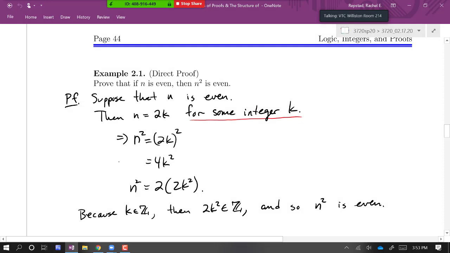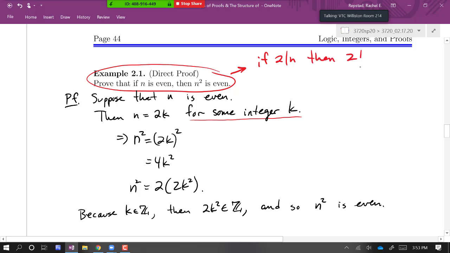Example 2.1, we said, if n is even, then n squared is even. So I'm going to rewrite this in the notation that we see on the test. This is like saying, prove that if 2 divides n, then 2 divides n squared. So we're just doing that if 3 divides n, then 3 divides n squared. You can use this example kind of as a model for how to set up that direction, right? You suppose that 3 divides n, that means n is a multiple of 3, and then you show that n squared has to be a multiple of 3. And it's really just a few lines is all it should take.